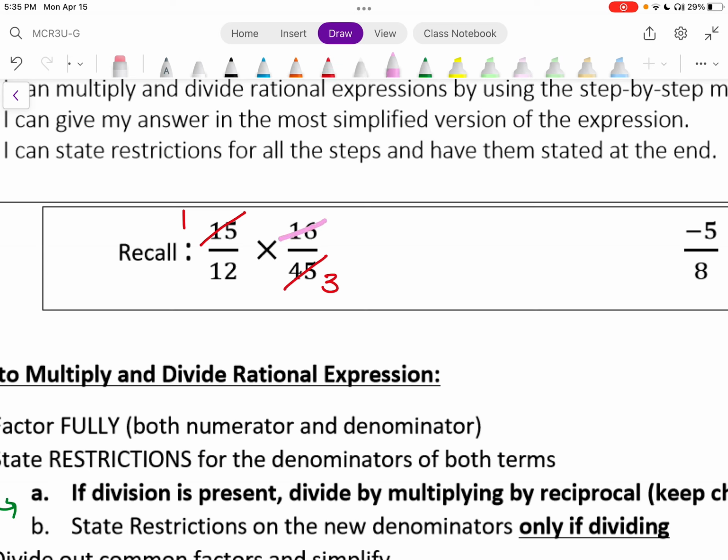Here I can see that 16 and 12 are similar. They both have a common factor of, sorry, that should be 4. So I divided both sides by 4, right? And now I can just simplify and go 1 times 4 is equal to 4, and then 3 times 3 is equal to 9. If you had done 15 times 16 over 12 times 45, you would have gotten a larger number, and then you could have divided down to 4 over 9, but I just find this easier.